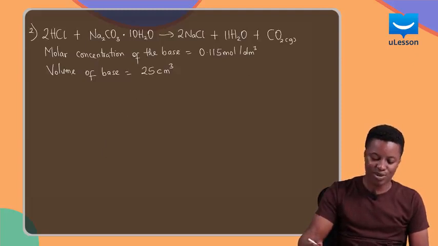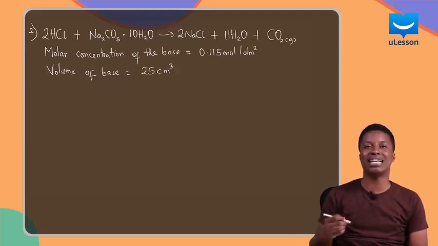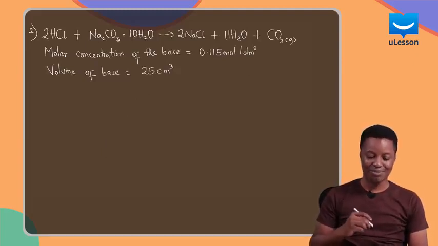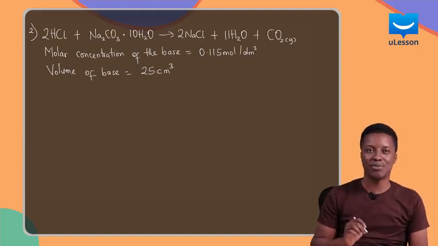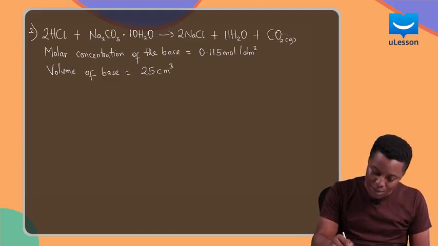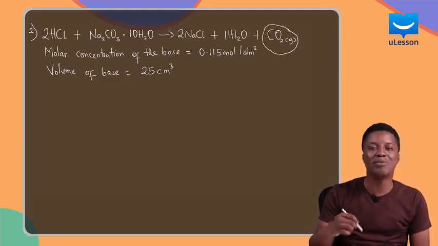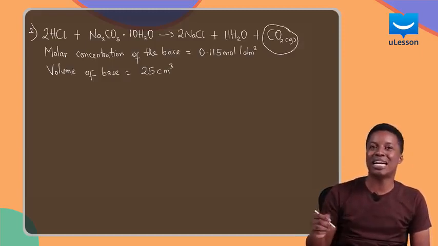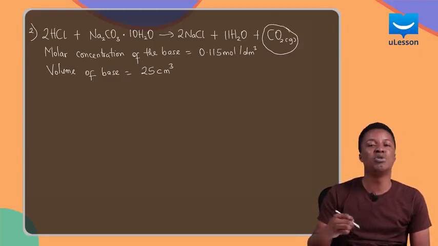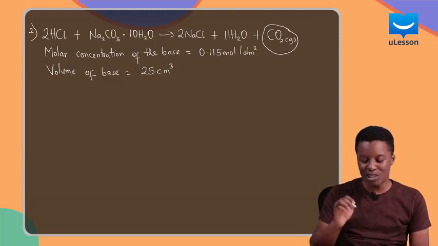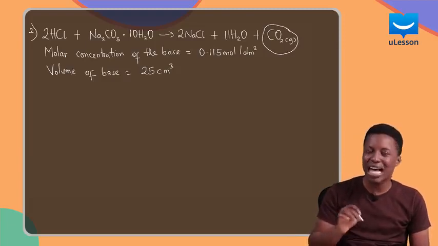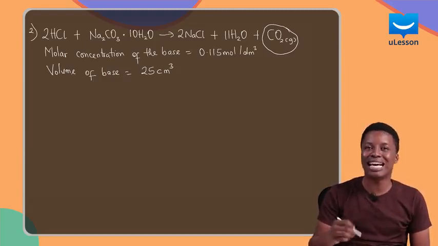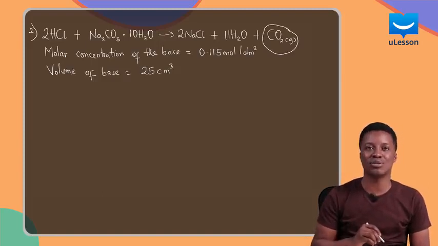The second question asks us to find the volume of carbon dioxide gas evolved at standard temperature and pressure. Now, we have a balanced equation of this reaction. We can see that at the end of the reaction, carbon dioxide gas is evolved. We've been asked to find the volume of this gas evolved. To do that, we must first find the number of moles of carbon dioxide produced or evolved. And to find the number of moles of carbon dioxide gas produced, we have to first find the number of moles of sodium trioxocarbonate 4 decahydrate that took part in this chemical reaction.